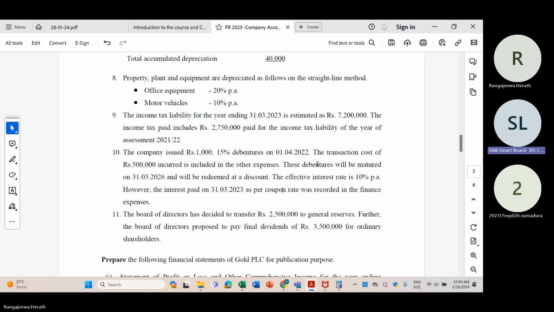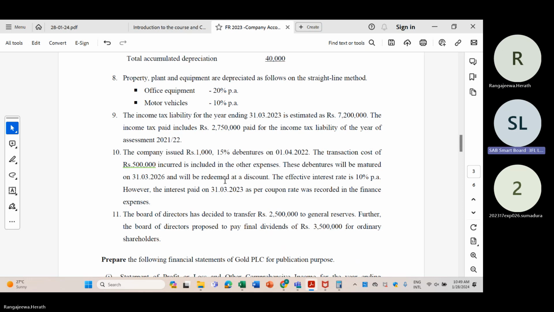Then company issued debentures. There are a few adjustments from the financial instruments in this. There is an investment, there is a financial liability. Financial asset and financial liability. Transaction cost 500,000 included in other expenses. The transaction cost should be debited to the liability, and cash credited. They have taken it to expense.